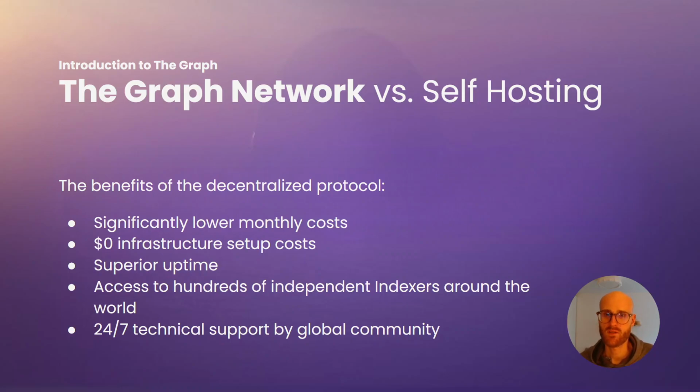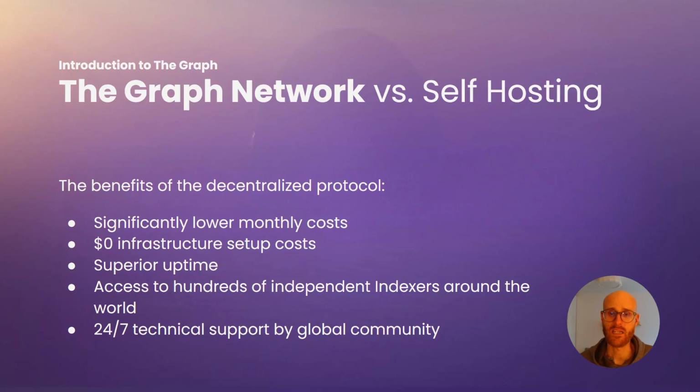And there are many different reasons why you should use the graph network. For example, the graph network comes with significantly lower monthly costs. The setup costs for your infrastructure are zero because you don't need any infrastructure. The graph also has superior uptime. There is no outage because basically it's a network of many different nodes all around the world that are providing the data. And the graph gives you access to hundreds of independent indexers all around the world with 24/7 technical support by the graph's global community.